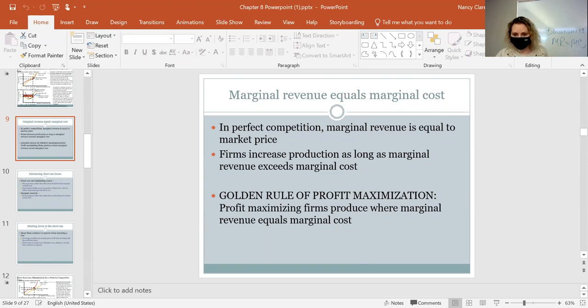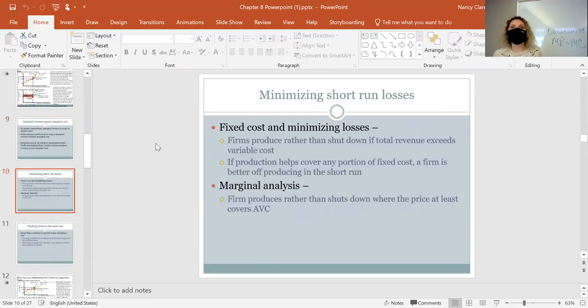Okay? All right. So let's switch scenarios here. Let's talk about losses. Not every company gets to earn a profit all the time.